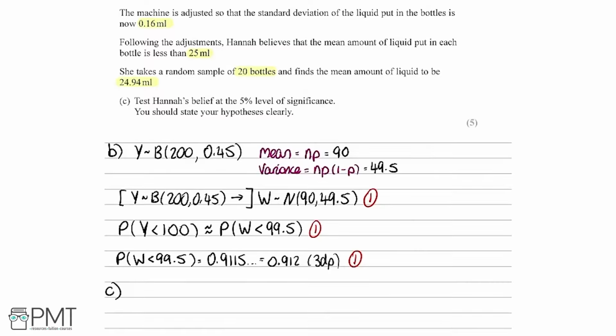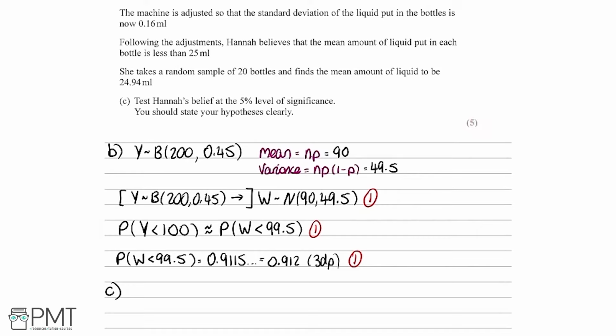So lastly, take a look at part C. The machine is now adjusted so that the standard deviation of the liquid put into the bottles is now 0.16 millilitres. Following the adjustments, Hannah believes that the mean amount of liquid put in each bottle is less than 25 millilitres. She takes a random sample of 20 bottles and finds the mean amount of liquid to be 24.94 millilitres. And part C says we need to test Hannah's belief at the 5% significance level, stating our hypotheses clearly.